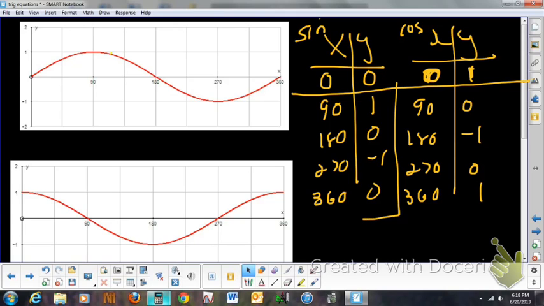And this is the pattern: 0, 1, 0, -1, 0 for sine, and 1, 0, -1, 0, +1 for cosine. That's the pattern, and that's what you need to know about sine and cosine graphs in the basic form without doing anything to them.